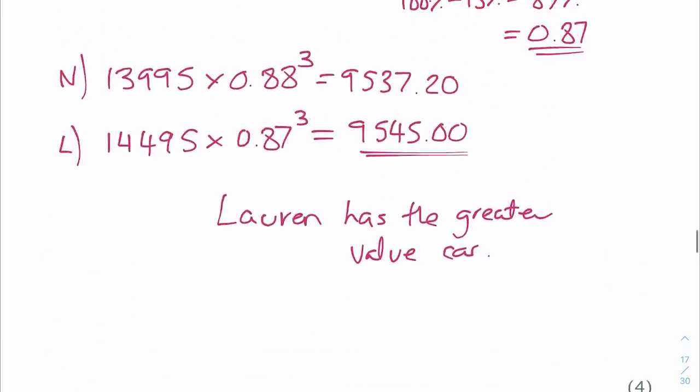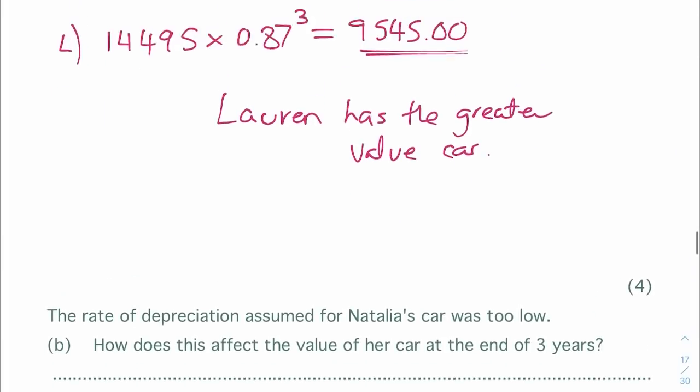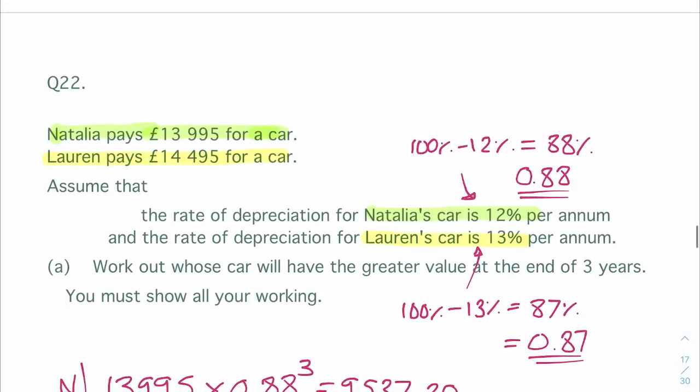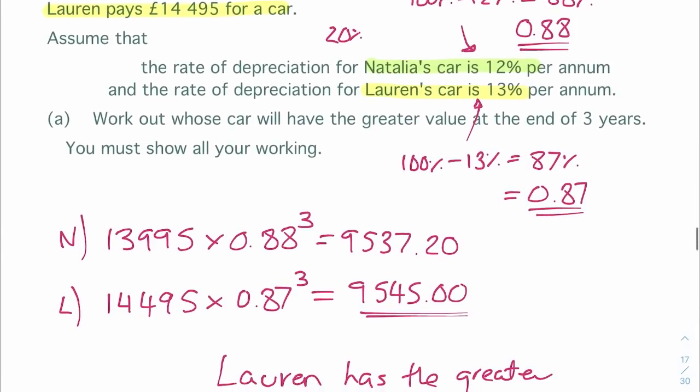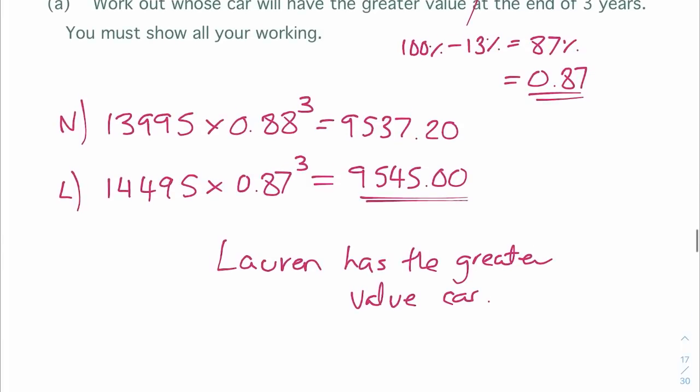Well, if it was too low, let's just have a look, was that Natalia? So if Natalia's was too low, let's imagine that it was higher. So let's imagine it was, I don't know, 20%. Well, if it was 20%, we wouldn't have times by 0.88, we'd have times by 0.8. And if we actually do that, Natalia's car, 13,995 times 0.8 to the power of 3, that comes out as 7,165. So that's obviously made her car's value a lot lower.